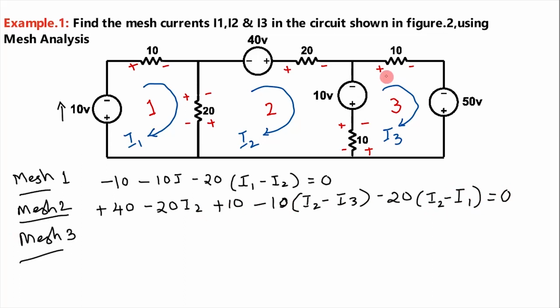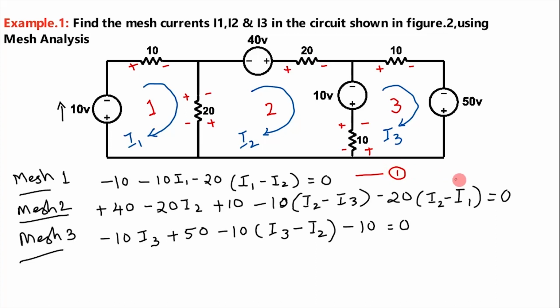For mesh 3, here I3 is flowing from positive to negative, so the voltage drop in the 10 ohm is minus 10 into I3, plus here it is a rise in voltage, so plus 50, then in this resistance, as I3 is flowing from positive to negative, a voltage drop is there, minus 10 into, as we are in mesh 3, I3 minus I2, which is in the opposite direction, then this voltage is from plus to minus, which is a drop in voltage, so minus 10 is equal to 0. This is equation 1, this is equation 2 and this is equation 3.